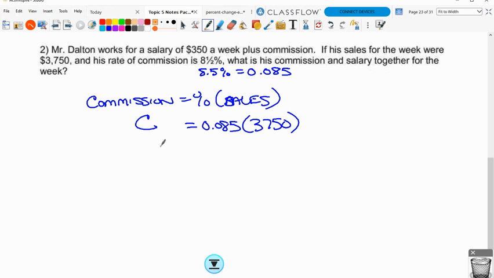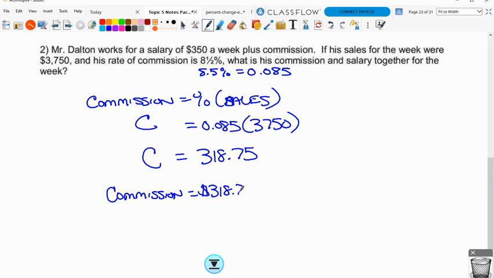The variable is all alone here on the left. To get the value of C, you're going to multiply 85 thousandths times 3,750. And when you do that, you get 318 and 75 hundredths, which means that the commission was $318.75. Now, the question asks, what was his commission and salary together for the week?